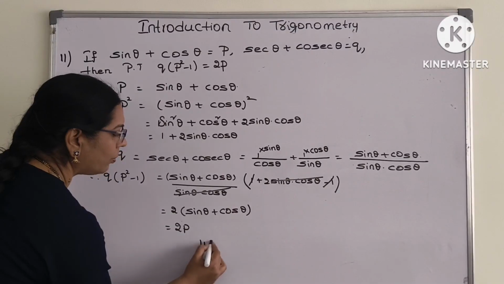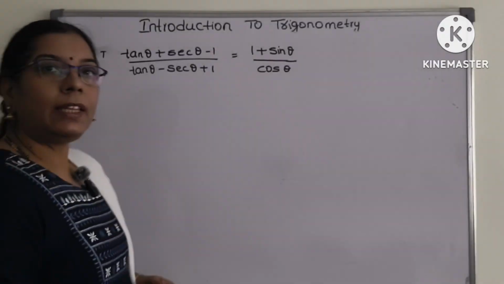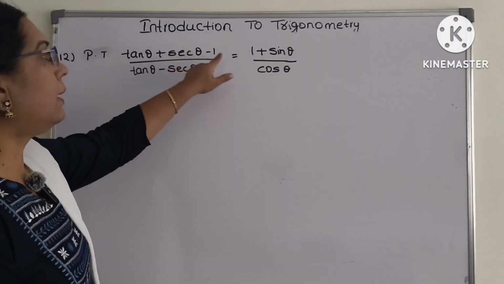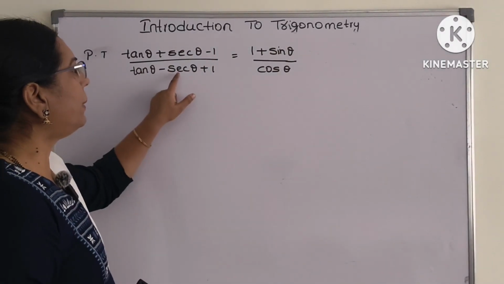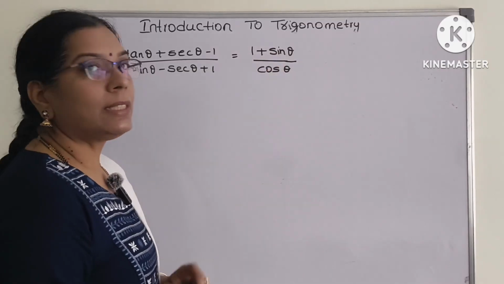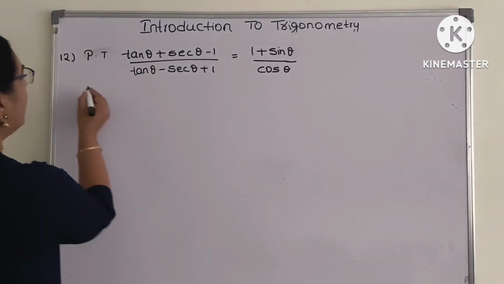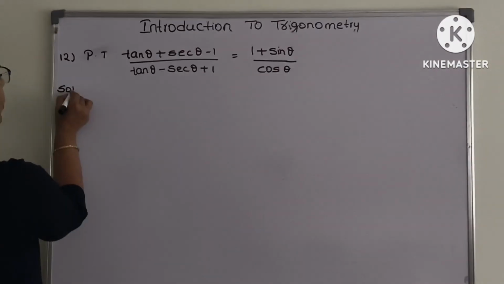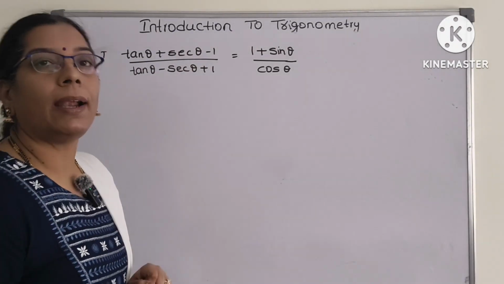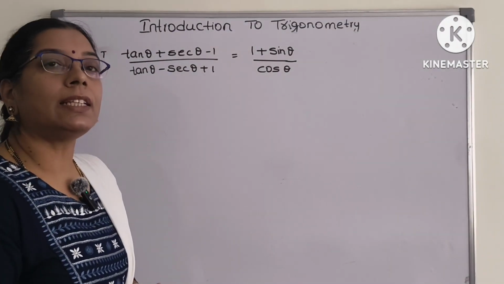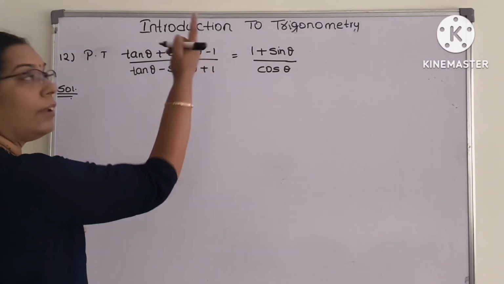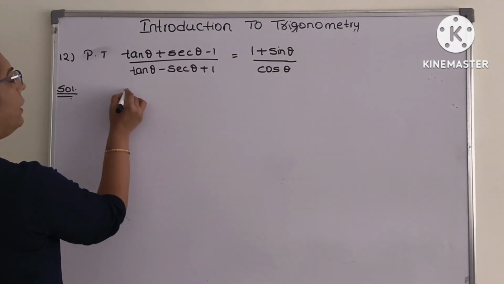You write, hence proved. The next sum, children. Prove that (tan theta plus secant theta minus 1) by (tan theta minus secant theta plus 1) is equal to (1 plus sin theta) by cos theta. So, we know tan theta and secant theta actually are part of an identity, which is secant square theta minus tan square theta as 1. So, 1 I will replace with the identity.